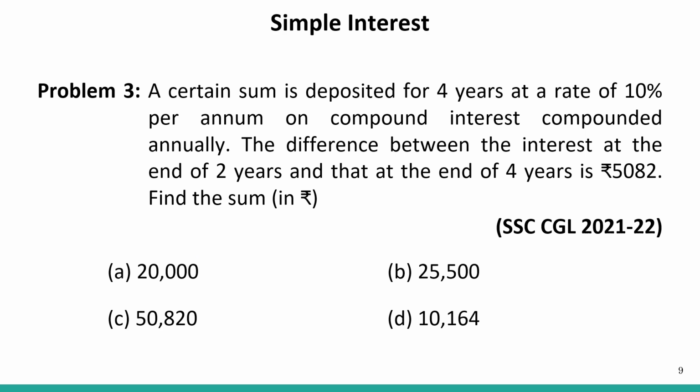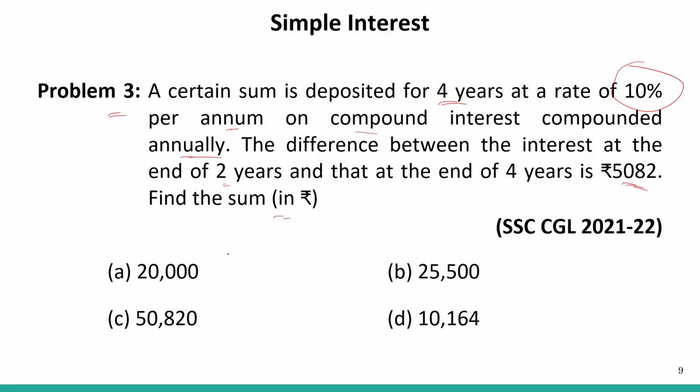So let's see problem number 3. A certain sum is deposited for 4 years at a rate of 10% per annum on compound interest, compounded annually. The difference between the interest at the end of 2 years and that at the end of 4 years is 5082. Then find the sum in rupees. This question appeared in the SSC 2021-22 paper. Whether it is 20,000 or 25,500 or 50,820 or 10,164, let's see which among these four is actually the correct answer.